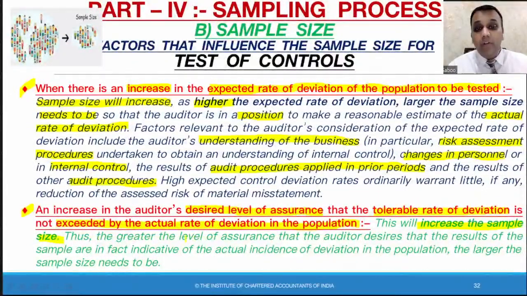The greater the level of assurance that the auditor desires, this is the auditor's desire, that I want to place greater assurance that the actual rate of deviation will not exceed the tolerable rate of deviation. It will remain below that. I want to gain confidence with respect to this. If the auditor wants to gain confidence with respect to this, he would increase his sample size. He would direct more efforts, do more work, so that his confidence with respect to this particular statement is not broken.